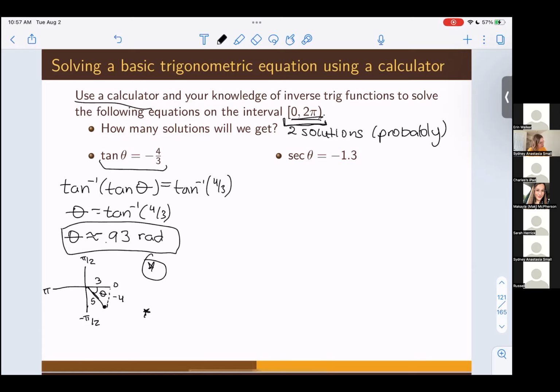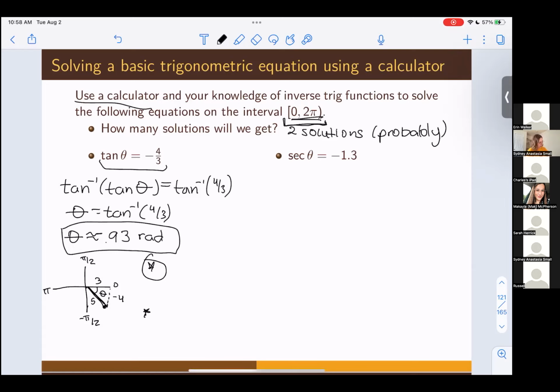I know this angle here is a solution. In other words, this angle and all other angles coterminal to it will be a solution. So what does that mean? Well, it means this angle is a solution. It means that angle is a solution. We can keep going around. All of those angles are going to be solutions.